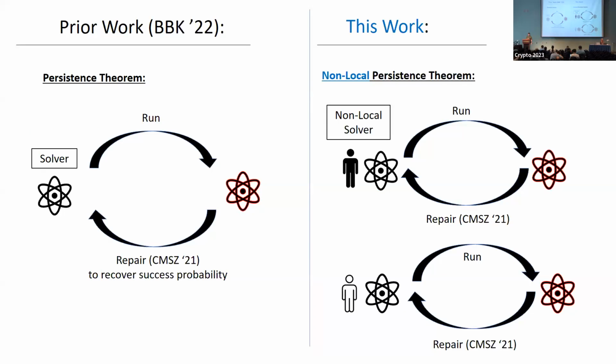And the main challenge is to do this even in the non-local setting, even if Bob and Charlie share entangled states. In more detail, what they do is they run the solver once, and they repair the state, recovering not necessarily the original state, but a state that has close success probability to the original state. And our approach is very natural. It's simply do this for both Bob and Charlie and hope for the best. Now, the main technical idea is to show that this works even if the states are entangled.